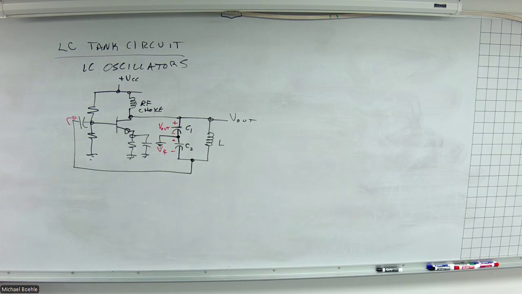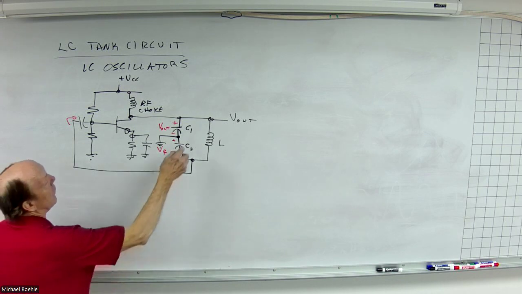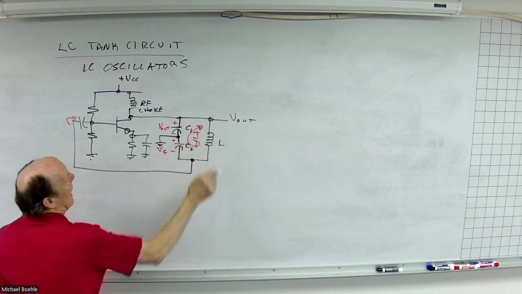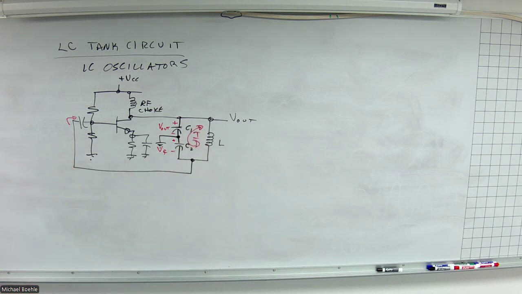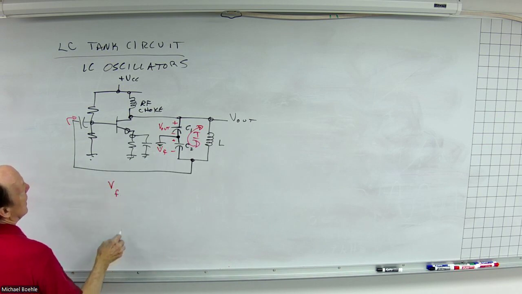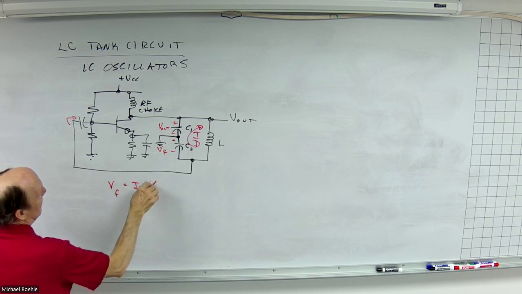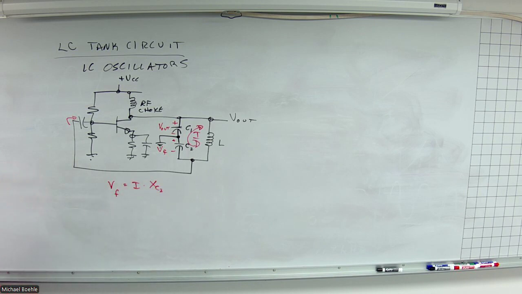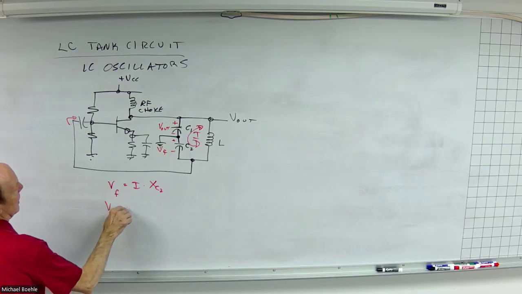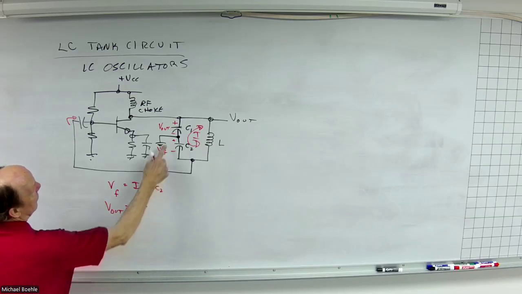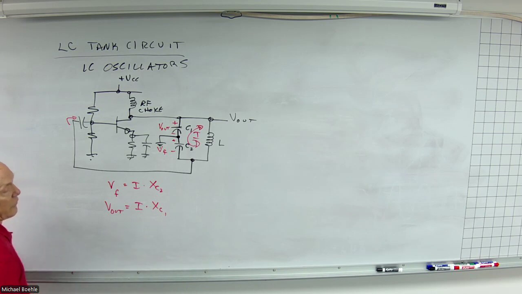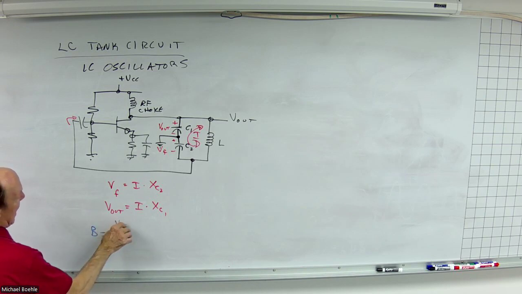Well, because they're in series, they're going to have the same current, right? There's a circulating current in here, going back and forth, oscillating back and forth. So the feedback voltage will basically be that current times the capacitive reactance of C2. The output voltage would be whatever that circulating current is times the capacitive reactance, C1. The feedback fraction is just defined as the feedback voltage divided by the output voltage.